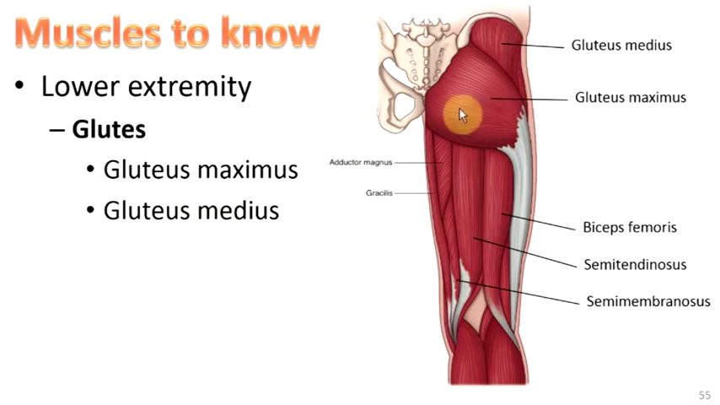Now the gluteus medius originates up here on the iliac crest and on the greater trochanter, and is your primary hip abductor. So it brings the hip away.